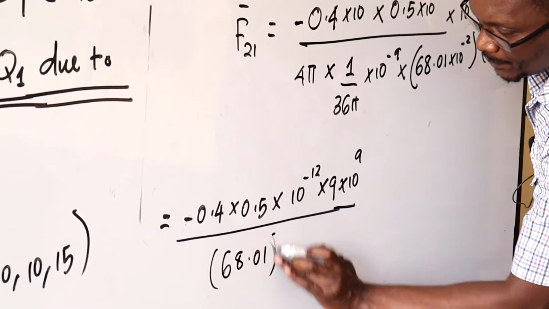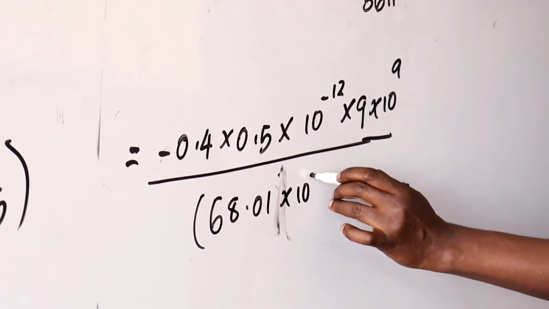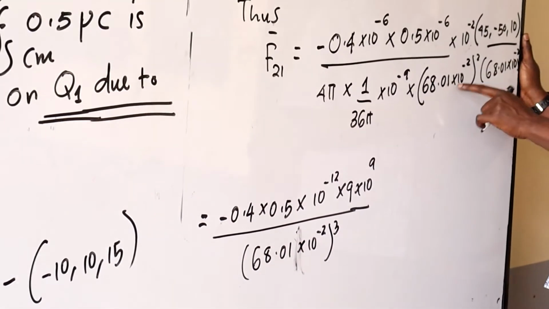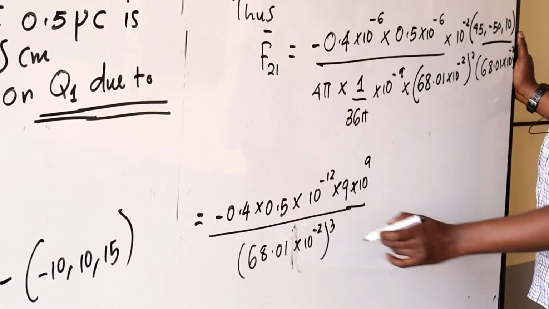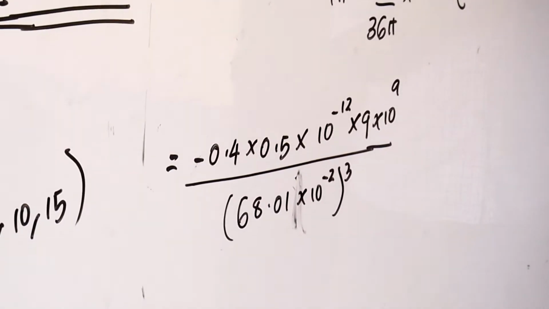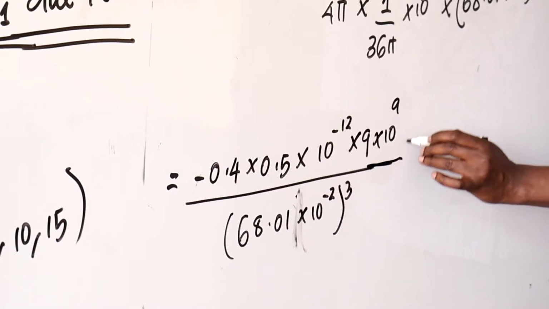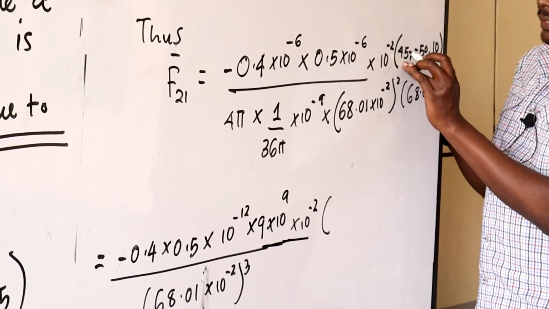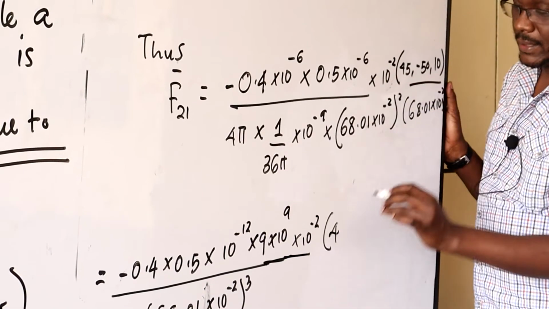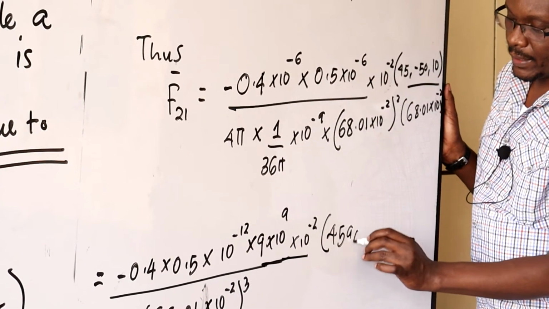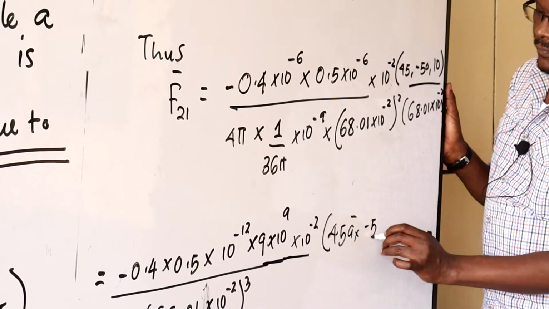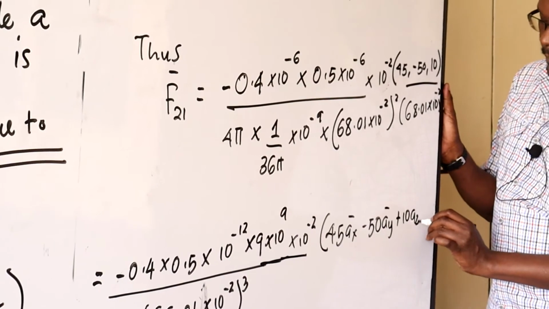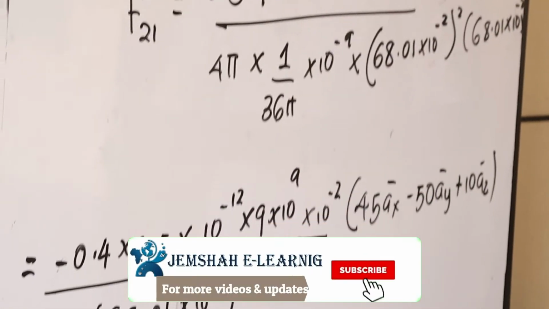68.01 times 10 power negative 2 cubic, because this and this term have to be combined. This is square, this is power 1. So we have a cubic there. We still have this multiplied by 10 to power negative 2 into, I can represent that in Cartesian coordinates, 45ax minus 50 ay plus 10 az, like so.